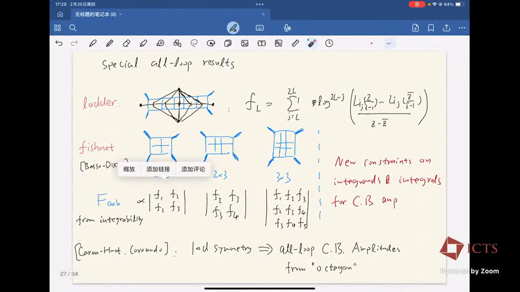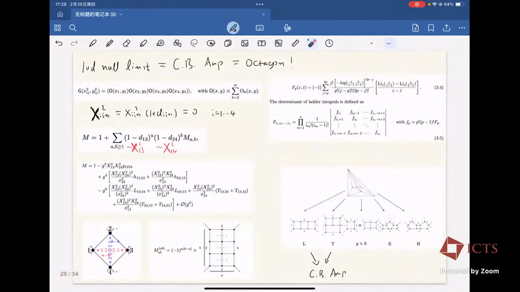So we want to explore how we can get more constraints on the integrands and on the integrals from this Coulomb branch amplitude equals octagon result. The Coulomb branch amplitude really has an expansion in the R-charge of the 6D part, right? The 10D distance is given by the 4D distance together with this R-charge part, and it has an expansion in powers of 1 minus D13 or 1 minus D24, called M_AB.